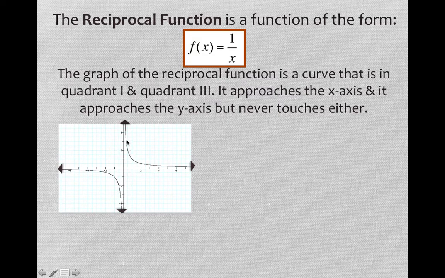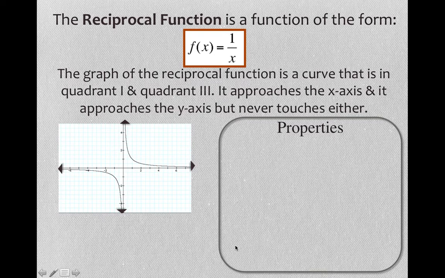The same thing happens with the branch in quadrant 1. It gets closer and closer to the y-axis, and it gets closer and closer to the x-axis, but never touches it. These lines that the graph approaches but never touches, that's called an asymptote. You probably will remember that word from Algebra 2.